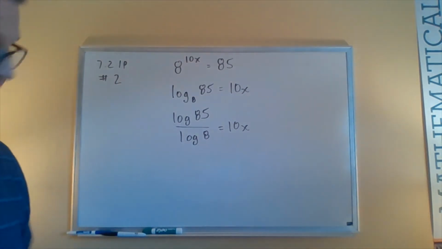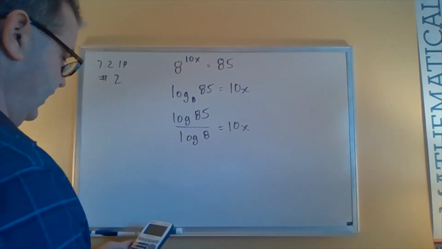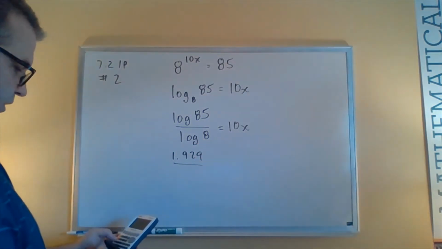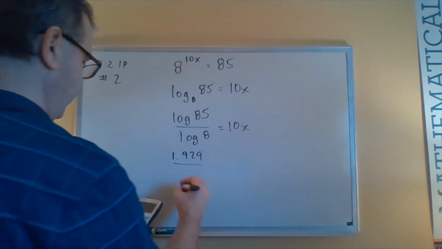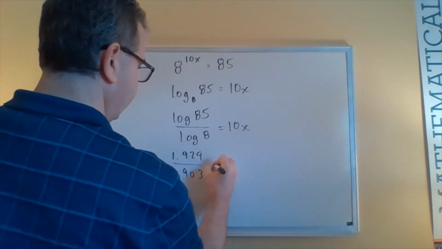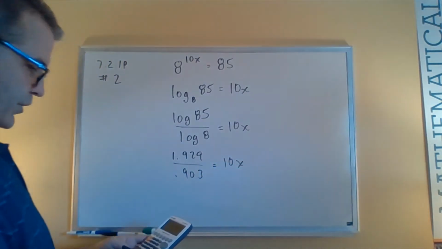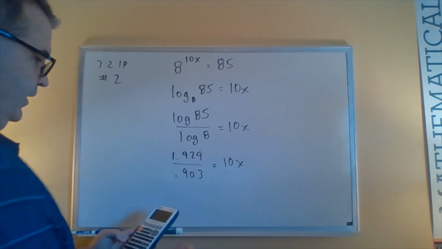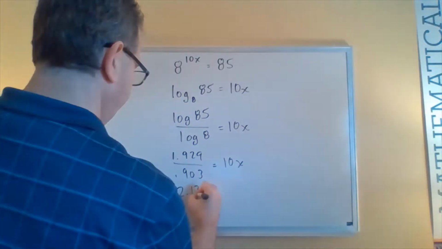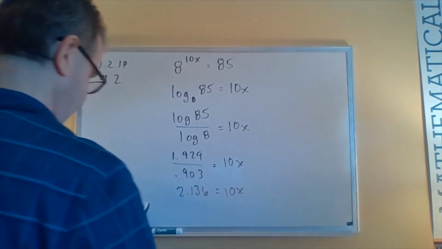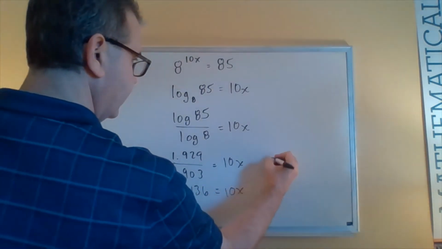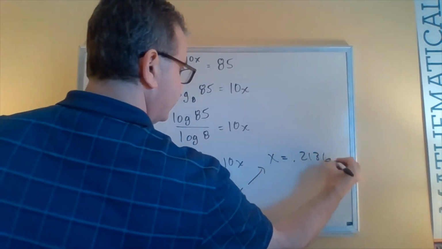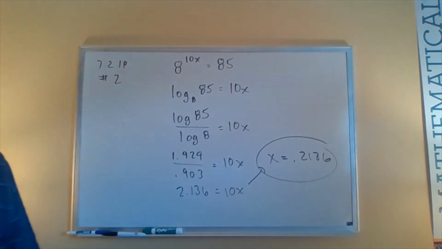I'm going to do the calculations on the left side here. The log of 85 is approximately 1.929, and then the log of 8 is approximately 0.903, and that equals 10x. So 1.929 divided by 0.903 gives me 2.136 equals 10x. And when I divide that by 10, of course, I get x equals 0.2136. And that is my answer to number 2.